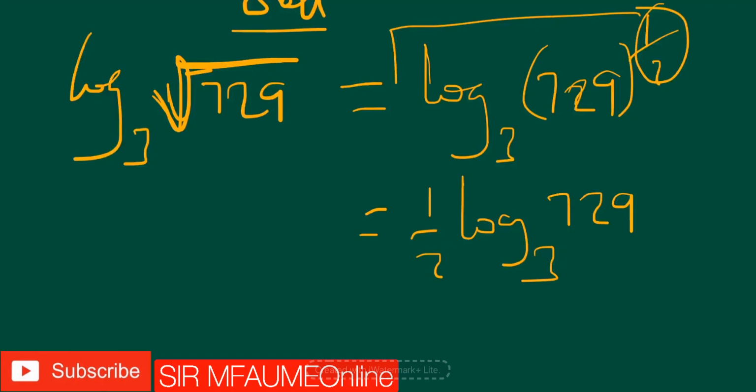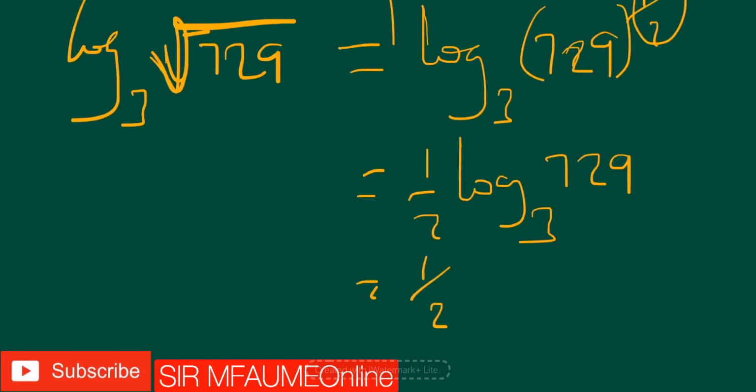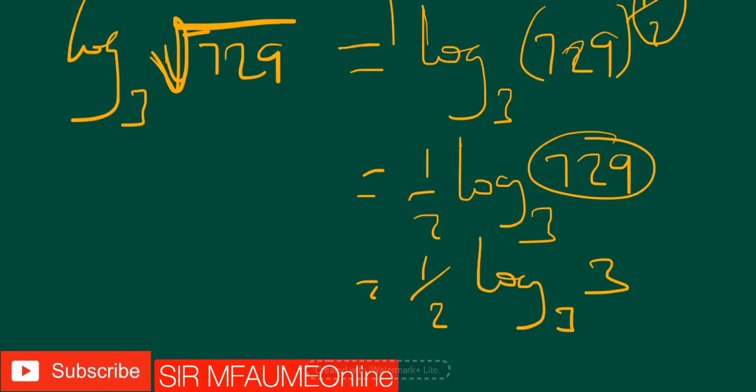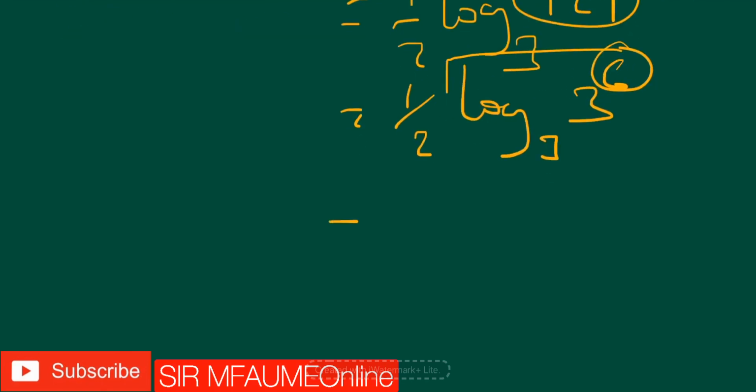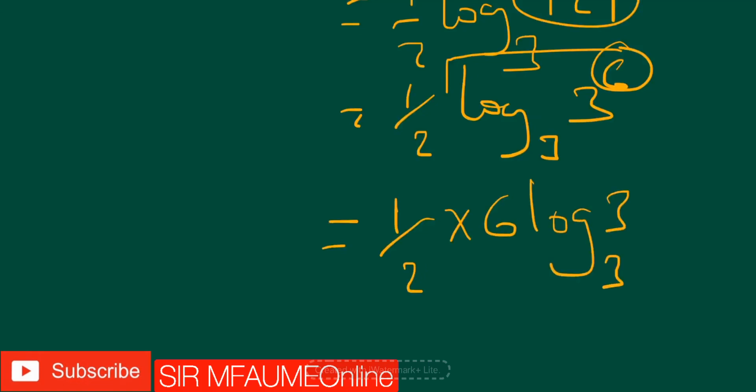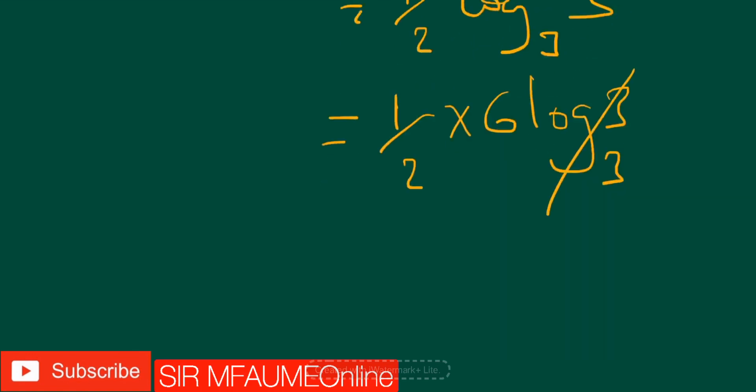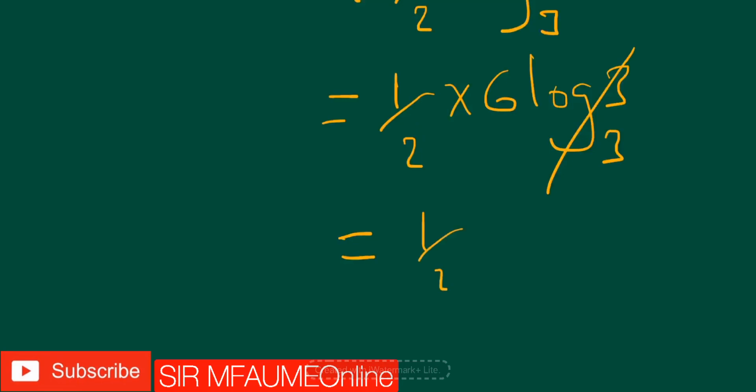Okay, now this will be equal to a half log under base 3 of 729. By using prime factors, we find that this is equal to 3 exponent 6. Okay, and also this is an exponent, it can be shifted to this side again, so this will be a half times, when you shift it to this side, times 6, and also here we are left with log 3 under base 3 after shifting this 6. Then log 3 under base 3 equals 1, so we are left with a half times 6, which is equal to 3.